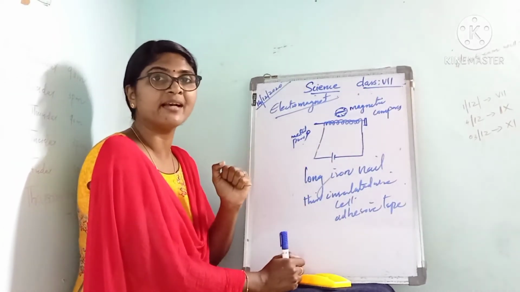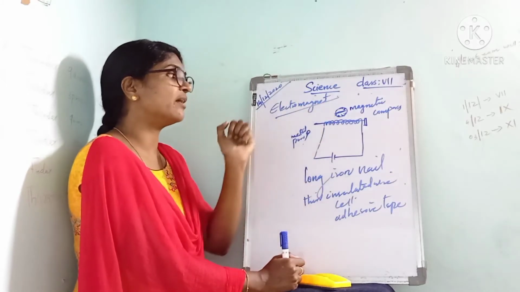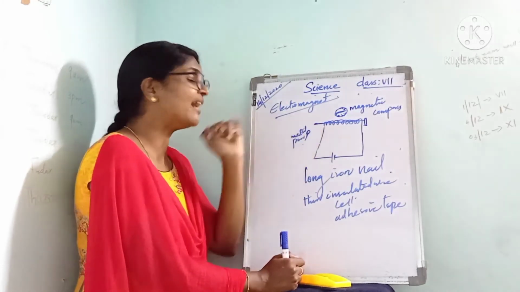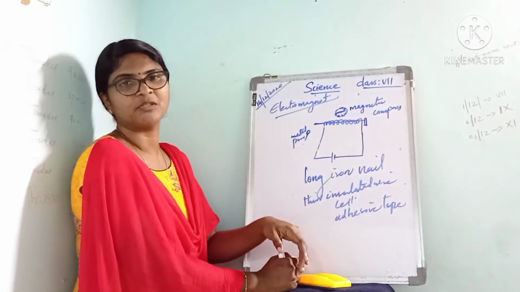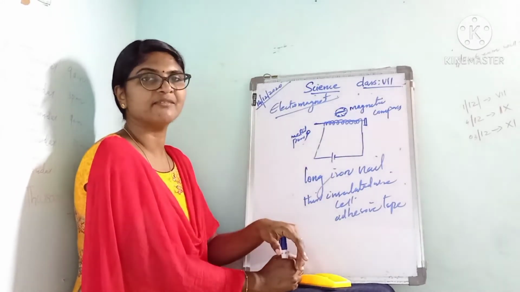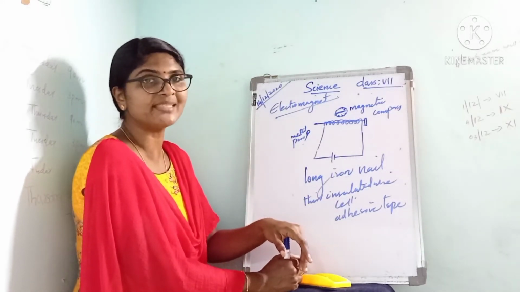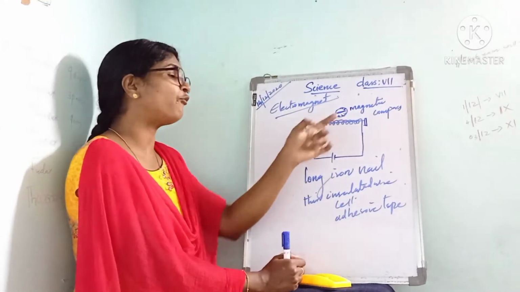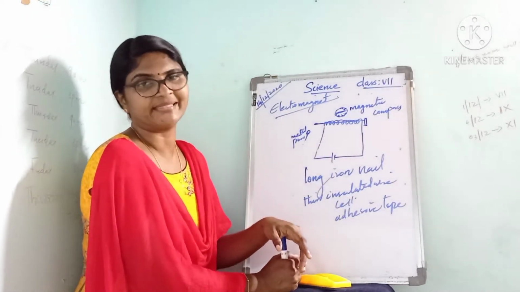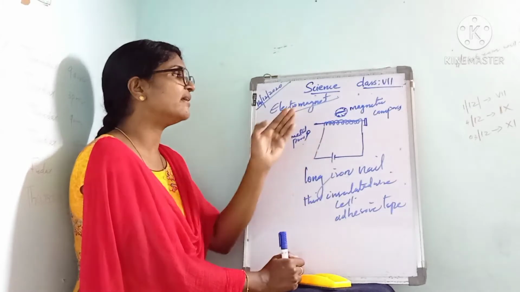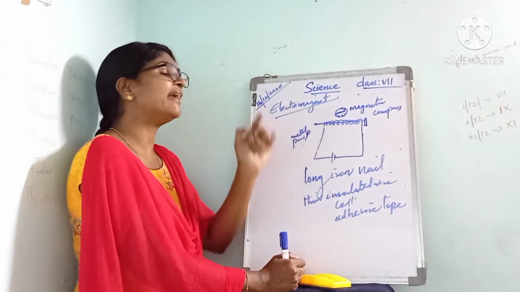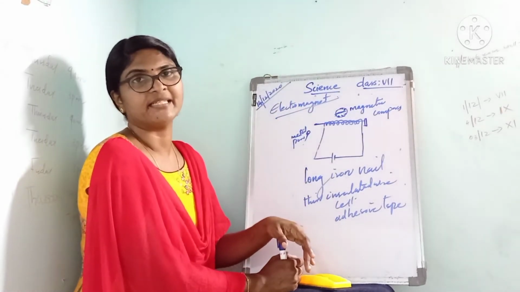Then how can we realize that this behaves as a magnet? This will attract the metal pins. From this we can conclude that this coil of wire behaves as a magnet. This is actually a temporary magnet. This is a way to make a temporary magnet.